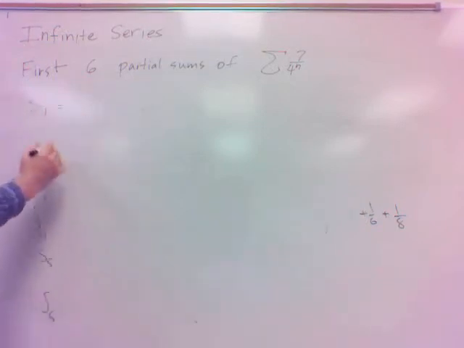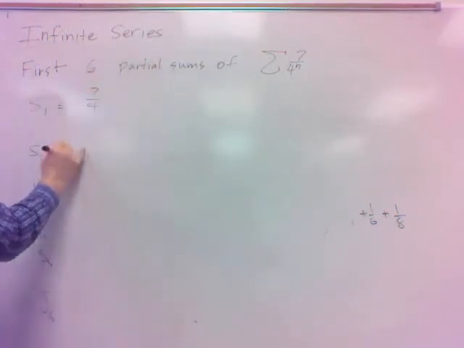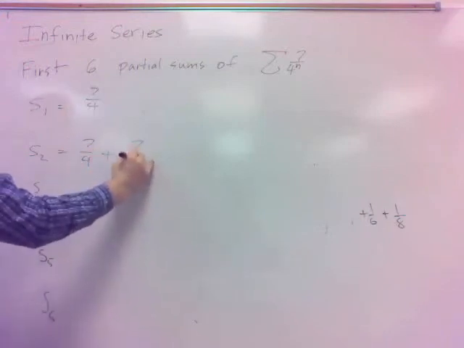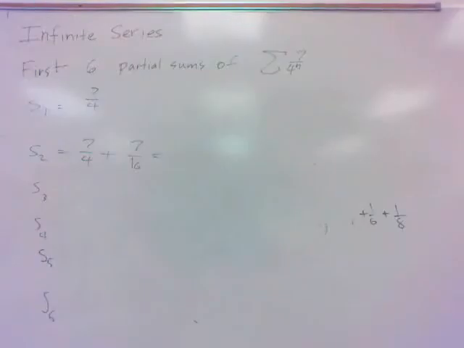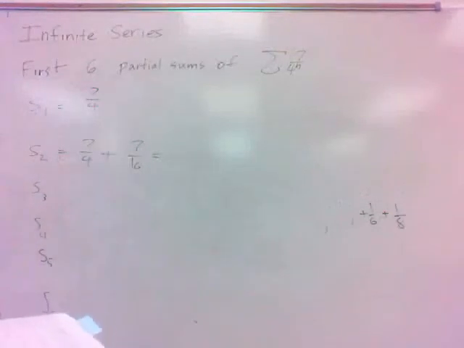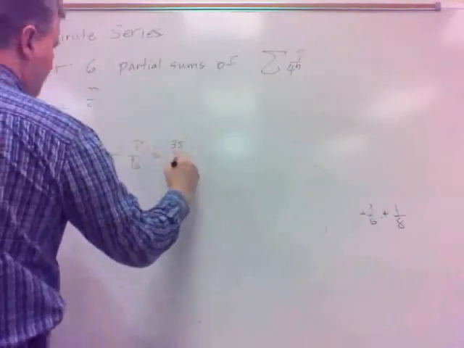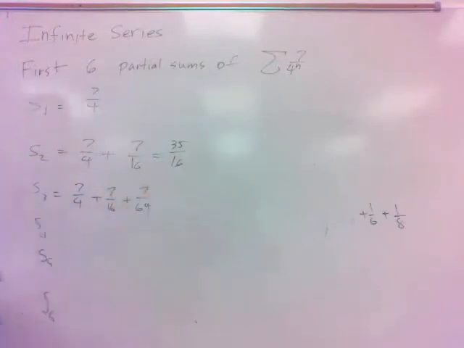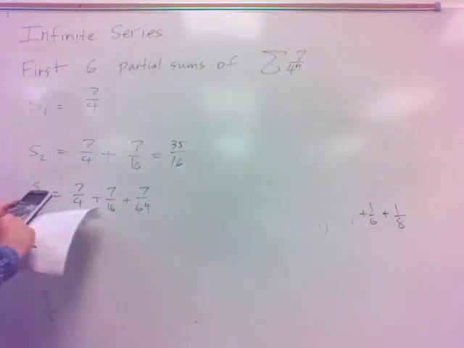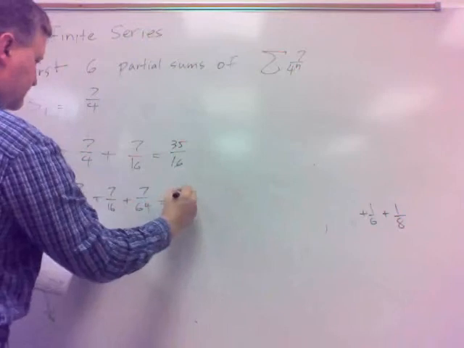And notice a couple things. S1 would be the first one, so that'd be 7/4. S2 would take the 7/4 plus 7/16. So what is 7/4 plus 7/16? Well, that would be 35/16. S3 would be 7/4 plus 7/16 plus 7/64, which, fraction-wise, is 147/64.